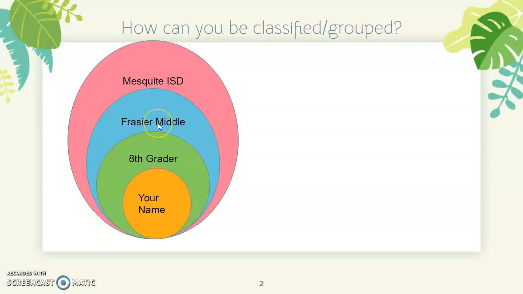You are still an 8th grader. You are still a part of Fraser Middle School. You are still in Mesquite ISD. But if you notice, there are other people in those groups as well. That's why there's outside space. But what you're not is a Dallas ISD student. Okay, notice how this group is not attached.